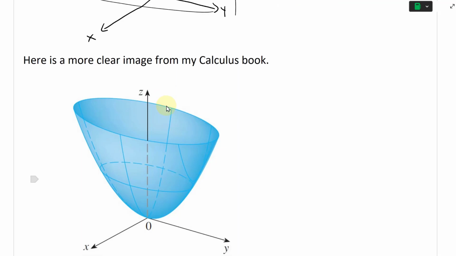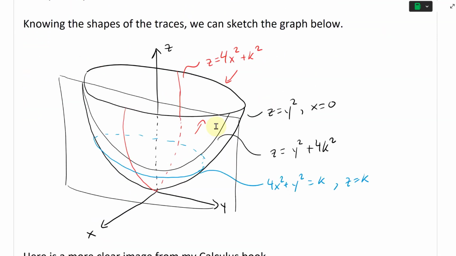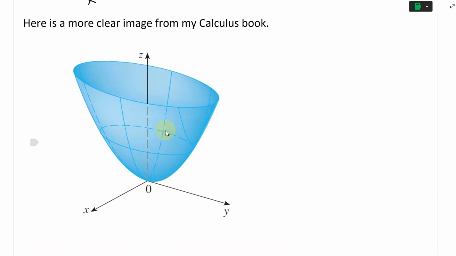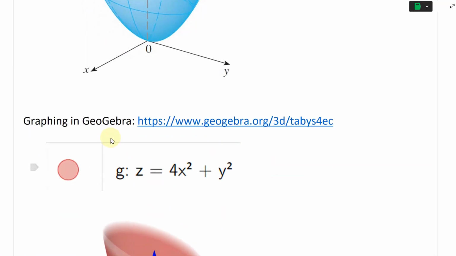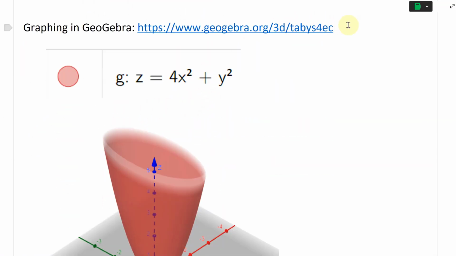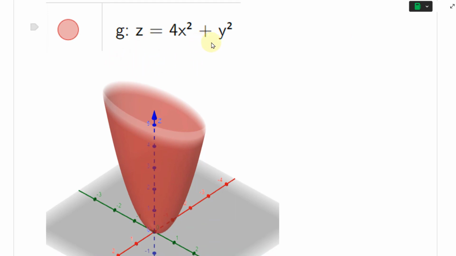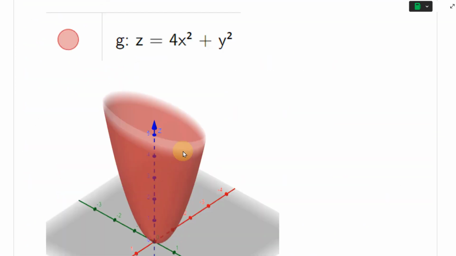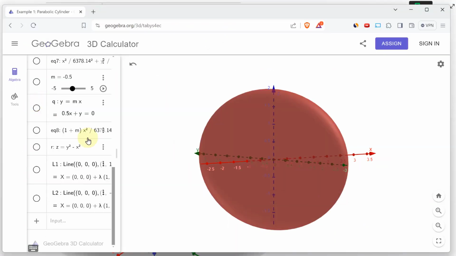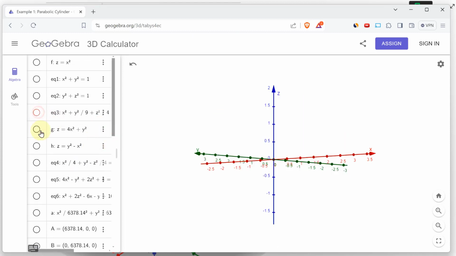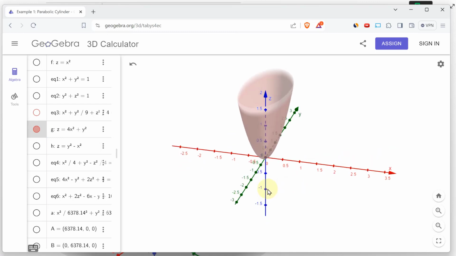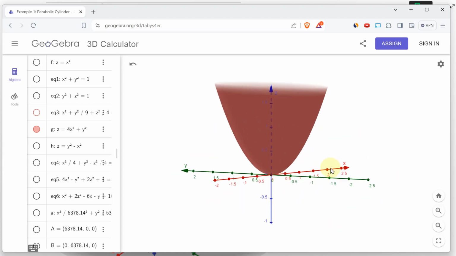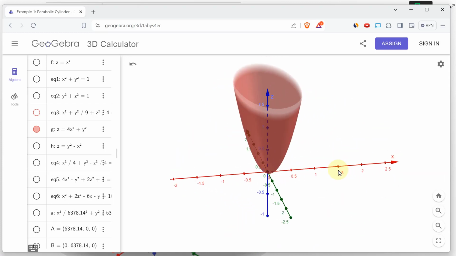So here's a more clear image from my calculus book, because this one is scribbled with a bunch of lines and so on. There is our paraboloid. Now graphing in GeoGebra, plug it in as the same link, and we get z equals 4x squared plus y squared, and it looks just like this right here. And yes, this is more accurate than my previous one of the ellipsoid. All right, continuing further. So you can hide this and show this one here. There is our paraboloid, and it looks pretty epic there, and it's squished at one end. So that's cool stuff.